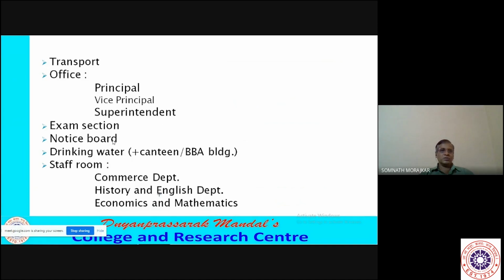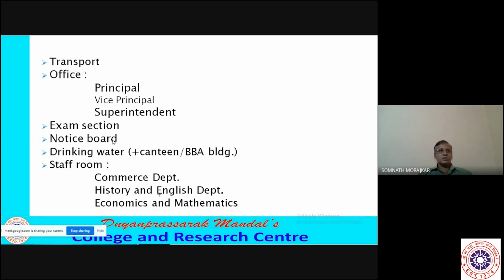Next to the office, there is the exam section. All your matters regarding the exam will be handled by this section, that is filling the forms, issuing the mark sheets, etc. Mr. Govind Shirodkar will be in charge of the exam section. So in case of any clarification, you can meet Mr. Govind Shirodkar. Then there are notice boards which will carry all important notifications.